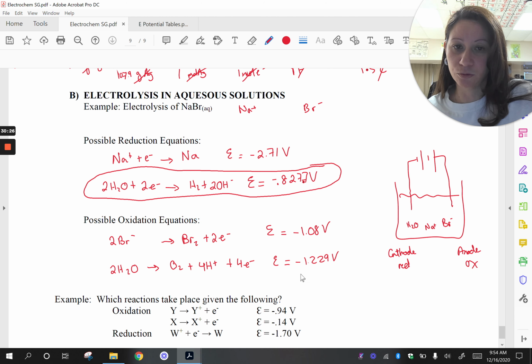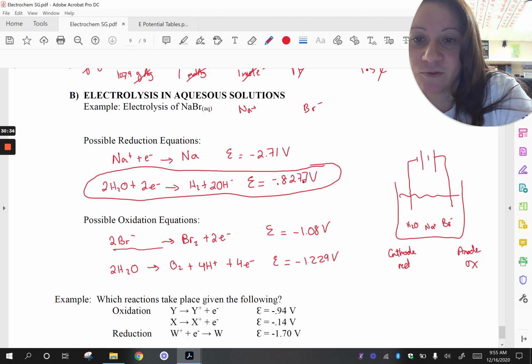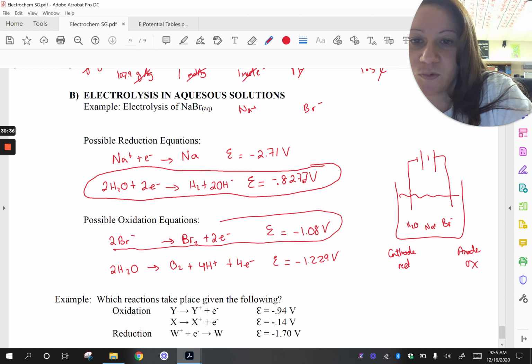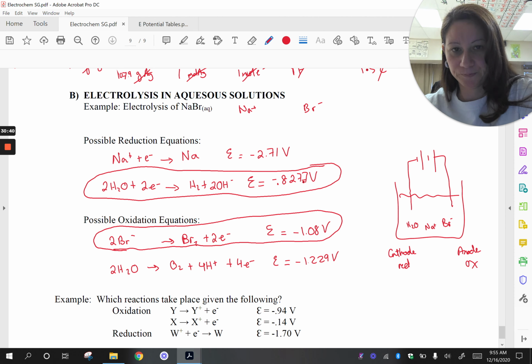Comparing those two, this one needs you to supply 1.08 volts. This one needs you to supply 1.229 volts. And so this one needs less voltage for it to occur, and so this is the reaction that's going to occur.